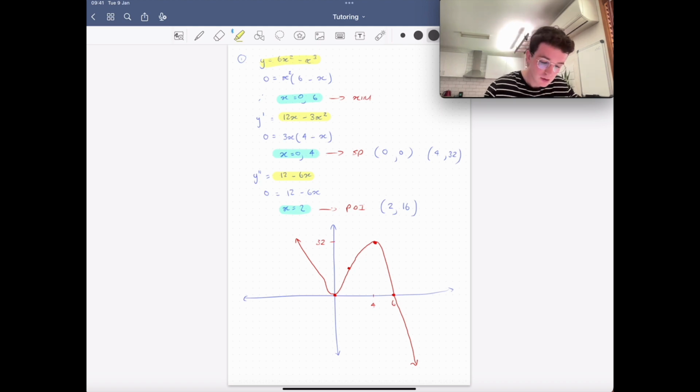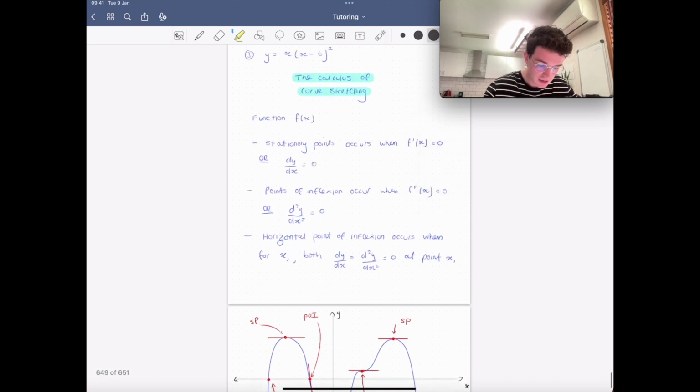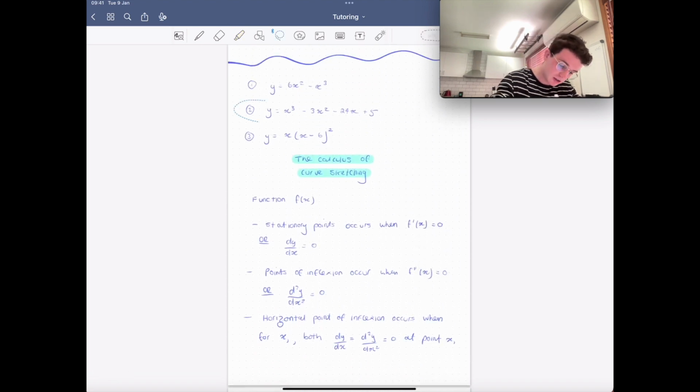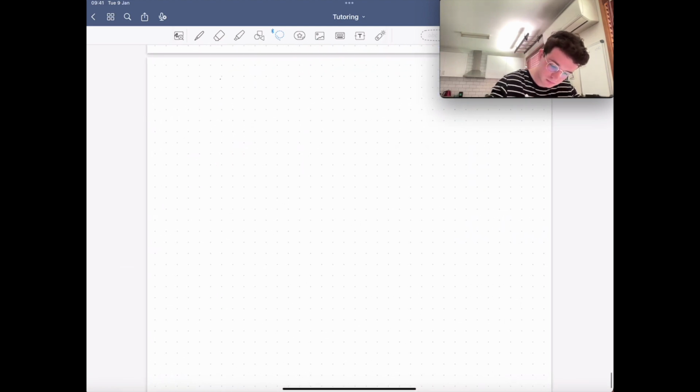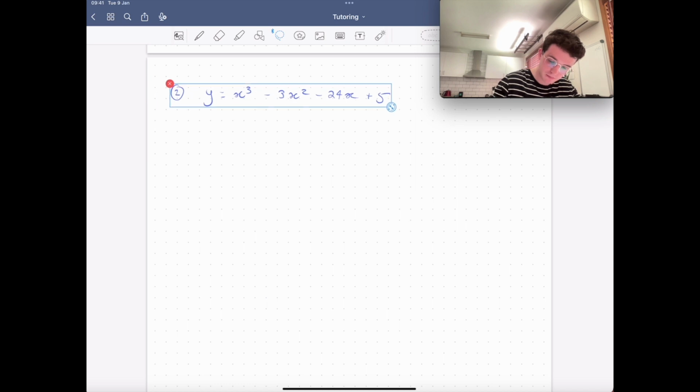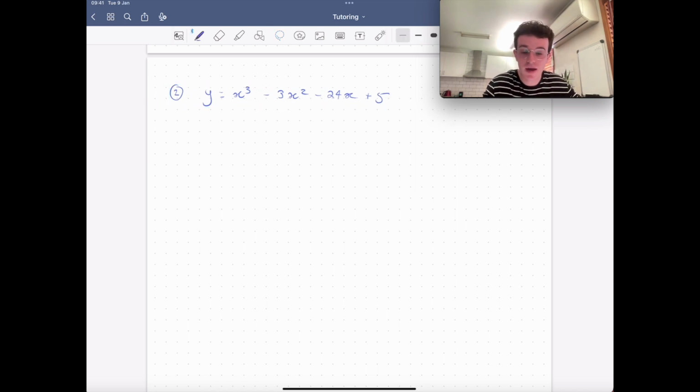Okay. Let's do another example of curve sketching. So let's have a go at sketching this one. Yes, we could do some polynomial division to find the x-intercepts. I'm not going to focus on that. I'm going to focus on just the stationary points today.